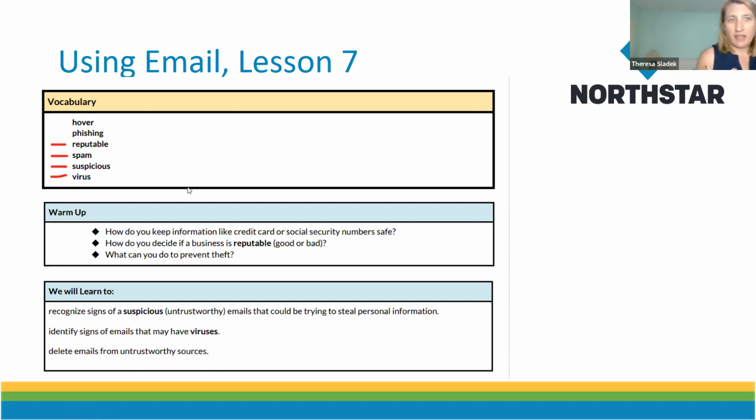Then after we did that, we go to the warm-up. The reason for the warm-up is that there is evidence-based research that shows that by starting out with what someone knows and getting them talking about it, activating that prior knowledge, it's much easier for them to make a connection to the new information. So we want to get people engaged, but also see as instructors what they already know and where they're coming from.